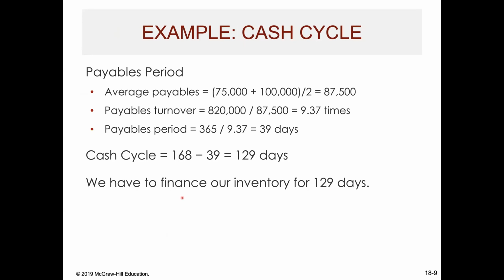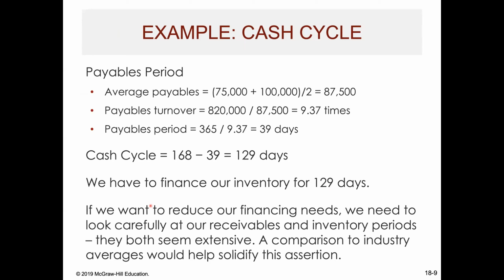So we have to finance our inventory for 129 days. How do we do that? Well, we'll discuss that. If we want to reduce our financing needs, we need to look carefully at our receivables and inventory periods. They both seem extensive, 111 days, 57 days. If we could shorten those down, that would mean we would not have to finance our inventory for as long.